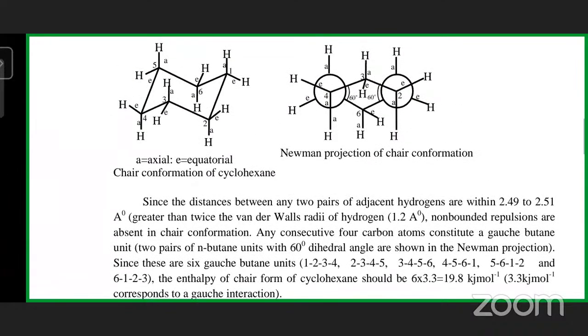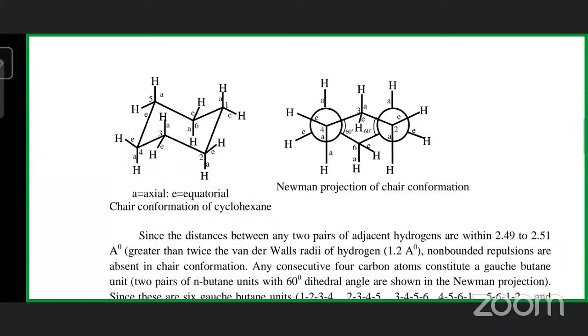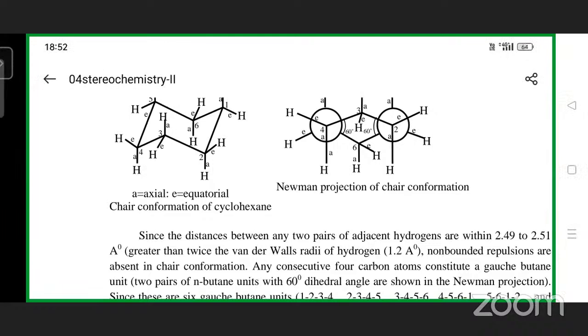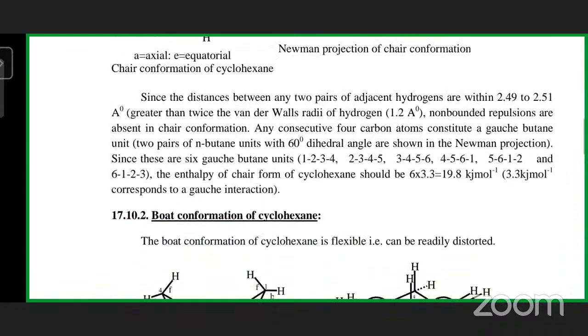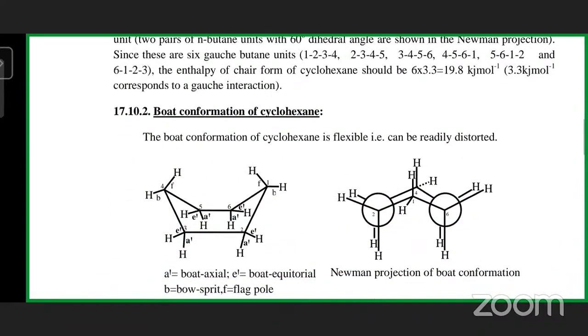But in this cyclohexane chair conformation, the bonds are not suffering from any gauche interaction generally, so it is more stable. When you convert it to the Newman projection, there are somewhat destabilizing gauche interactions. Now, coming to the boat conformation.